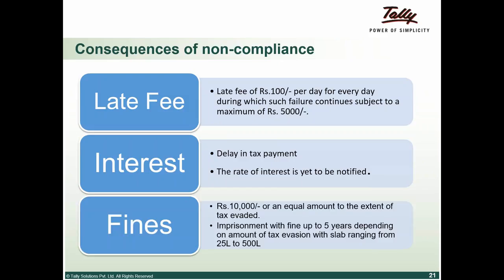Fines, 10,000 rupees or an equivalent amount to the extent of the tax amount evaded. And there is also prosecution, where if the tax evasion ranges from 25 lakhs to 500 lakhs, then there is going to be a penalty, and also imprisonment ranging from 1 year, 3 years to 5 years for the non-compliance. Okay.